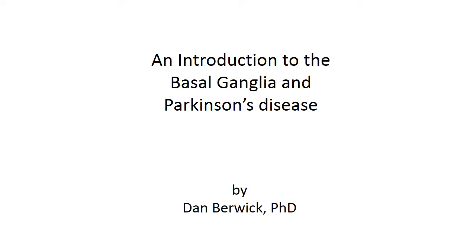I'm going to talk to you today about the basal ganglia. The basal ganglia is the system of brain structures that we use when we want to make a voluntary movement. I'm going to walk you through the system and introduce you to its various component parts. Then, I'm going to talk to you about Parkinson's disease, which is a disease primarily caused by the disruption of the basal ganglia.